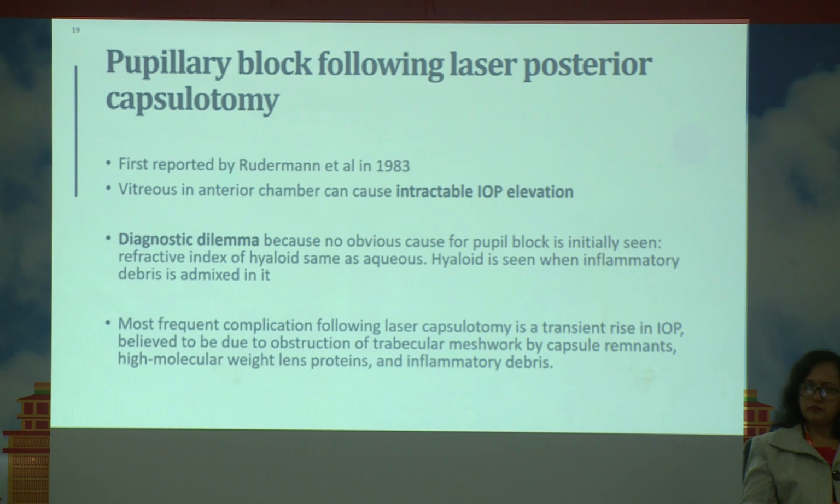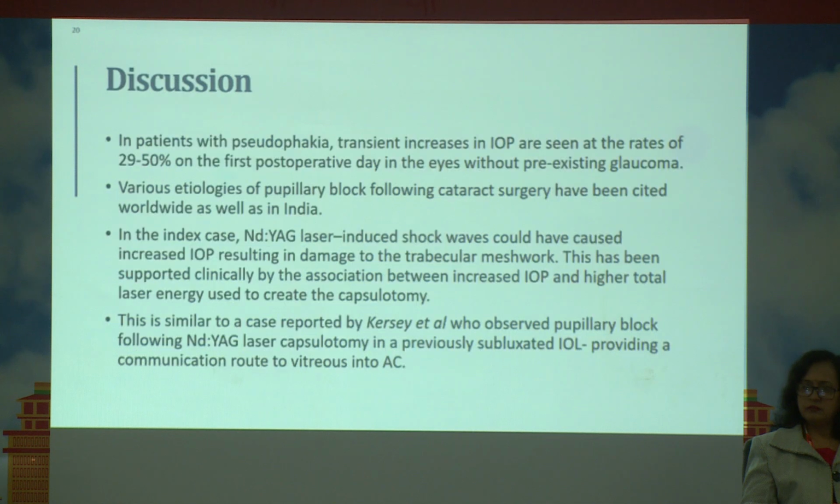The most frequent complication following laser capsulotomy is a transient rise in IOP, maybe due to an obstruction of the trabecular meshwork by capsule remnants, high molecular weight lens proteins and inflammatory debris. In patients with pseudophakia, transient increases in IOP are seen at rates of 29 to 50% on the first post-op day in eyes with pre-existing glaucoma. Various etiologies have been proposed. It could have been that increased IOP resulted in damage to the trabecular meshwork.